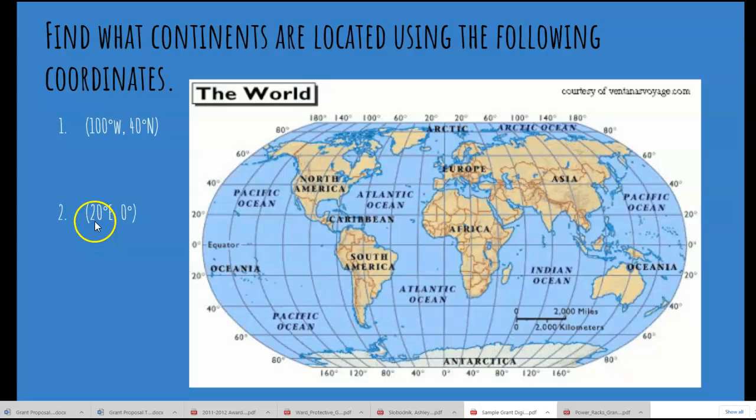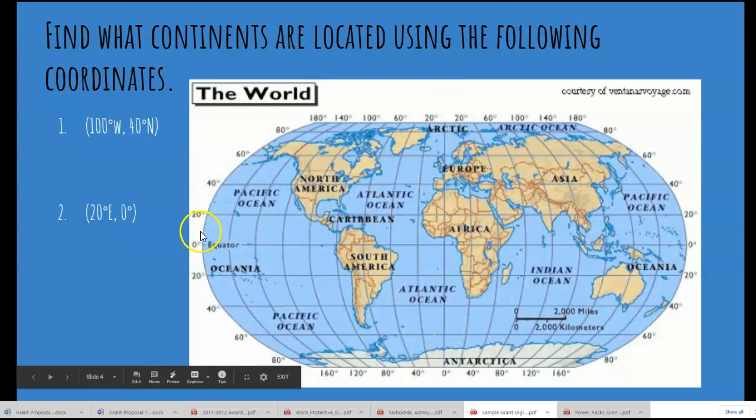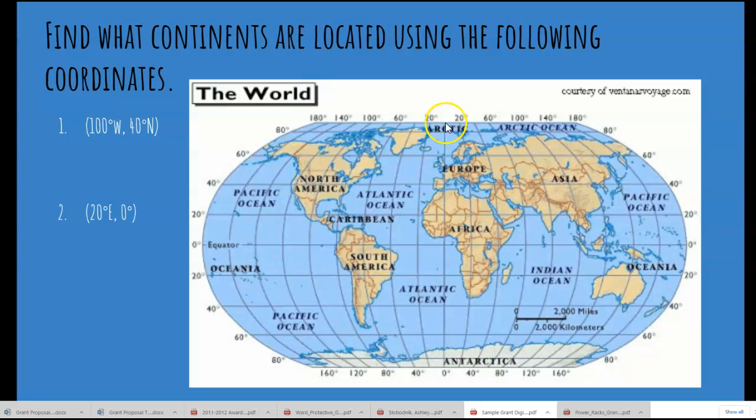I would encourage you to find this next one, 20 degrees east and 0 degrees. So I'm going to go here to the equator because I know this is east. So let's see, let's go back up here. Here's 0 degrees, and I need to go 20 degrees east. Never eat sour waffle or sour watermelon. 20 degrees east is this way, so here's 20 degrees.